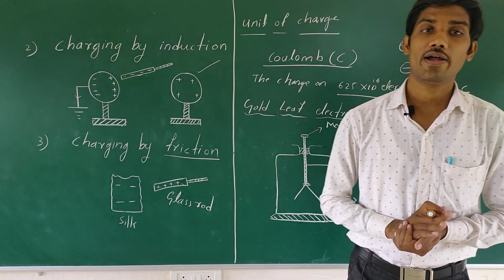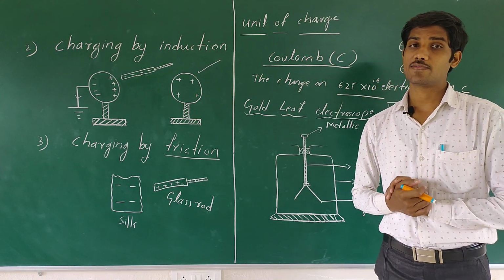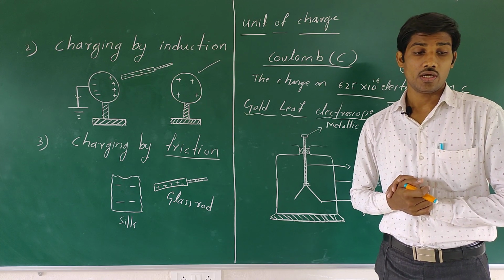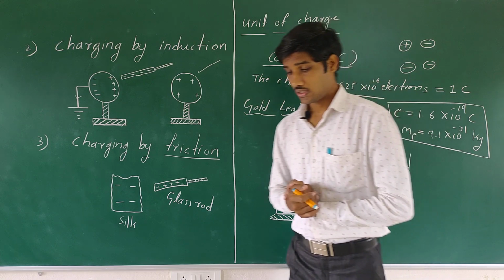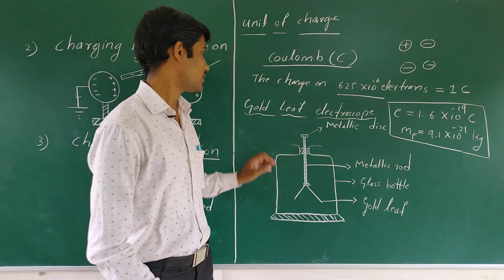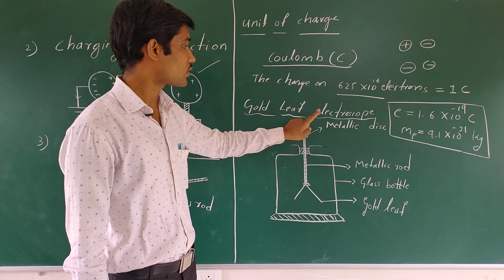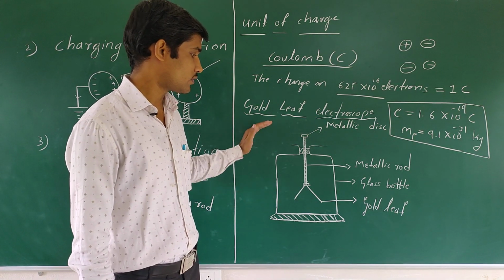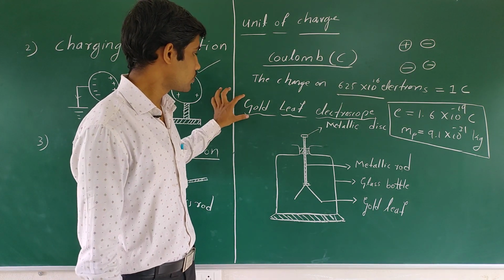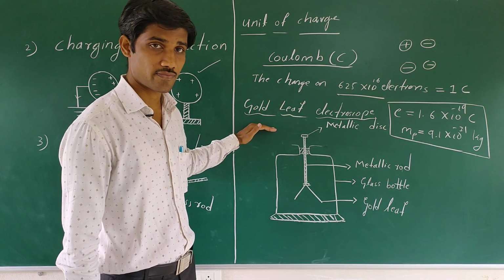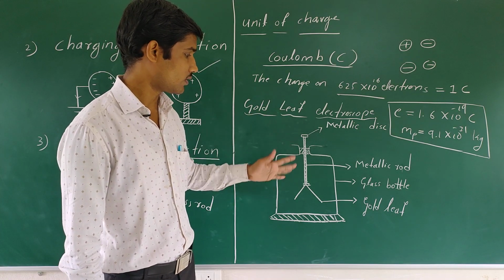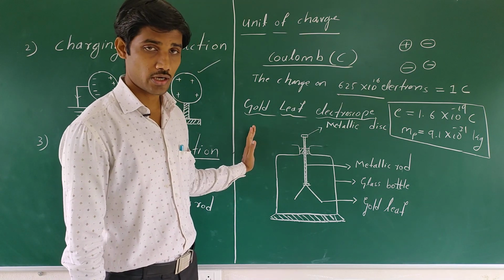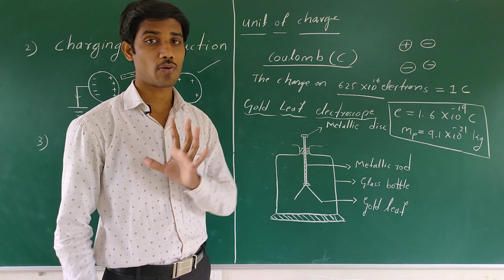In order to identify the nature of charge on a body and the presence of charge, we have a device. That device we call a gold leaf electroscope. This is not concerned with your syllabus, you should only know the name. If you know it, that is enough. It is not there in your syllabus, but it is important for you to understand the basic points concerned.